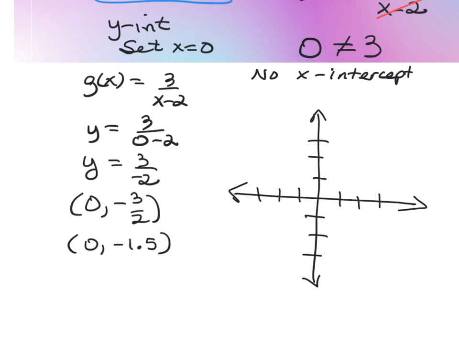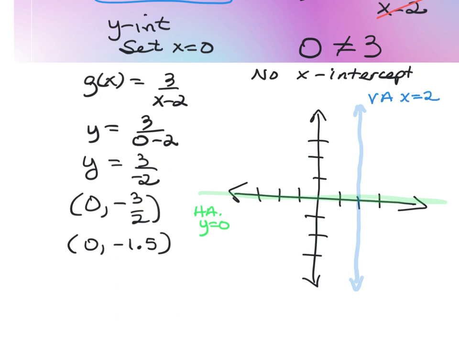So your horizontal asymptote, remember, was y equals 0. So it's going to be the x-axis. This is where y equals 0. So that's your horizontal. For my vertical asymptote, remember, it was x equals 2. So that's the vertical line here of x equals 2. This is the vertical asymptote.